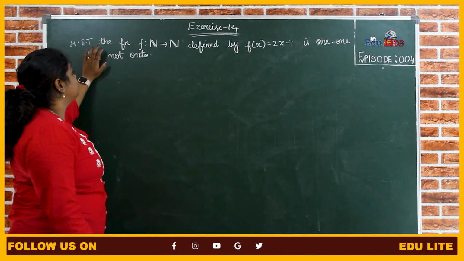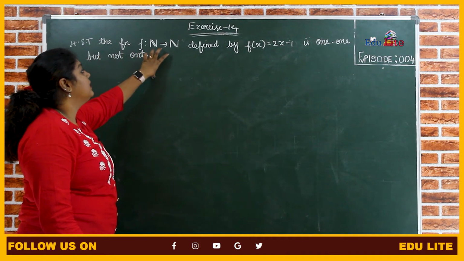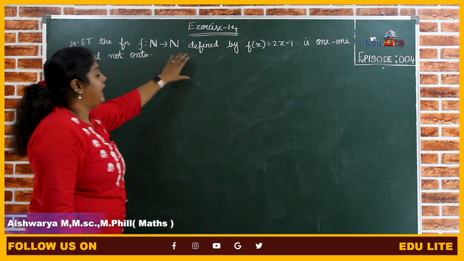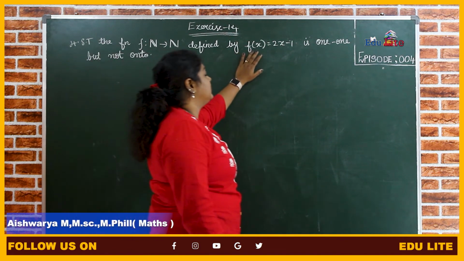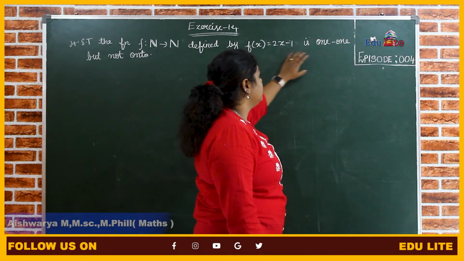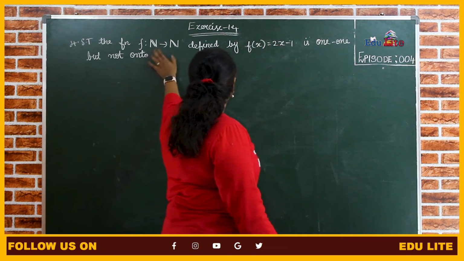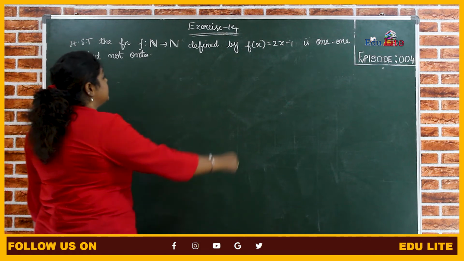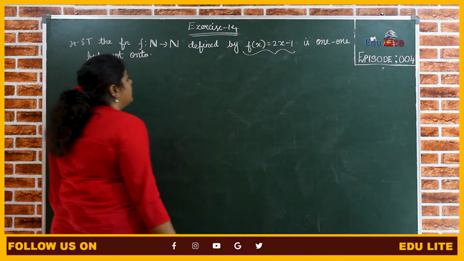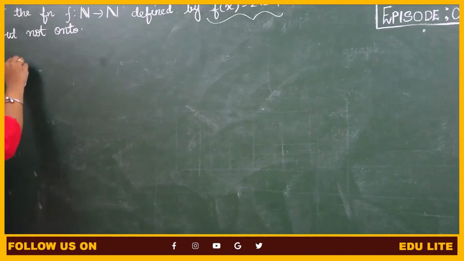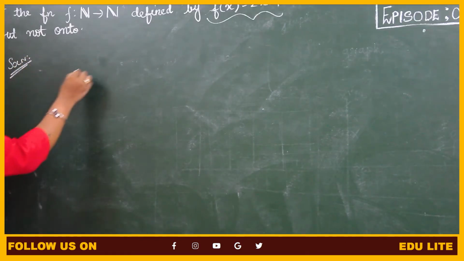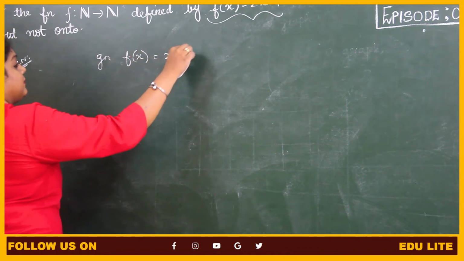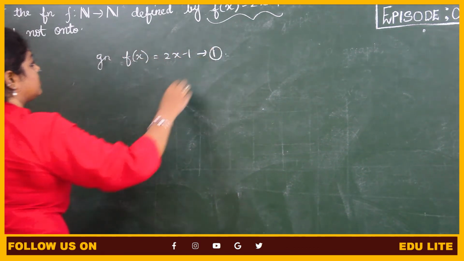So the fourth problem, we have to show that the function f is a mapping from a natural number to another natural number, which means natural number starts with 1, and it is defined by f of x equals 2x minus 1. We have to show that this function is 1 to 1 but not onto. Okay, so using this function f of x only we can show that. So first we will consider the given function f of x equals 2x minus 1. We will consider this as equation 1.